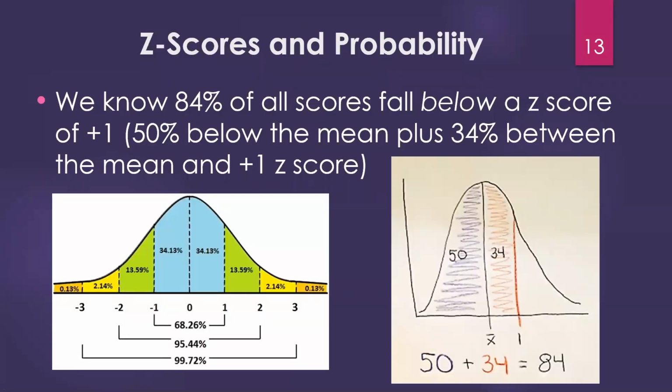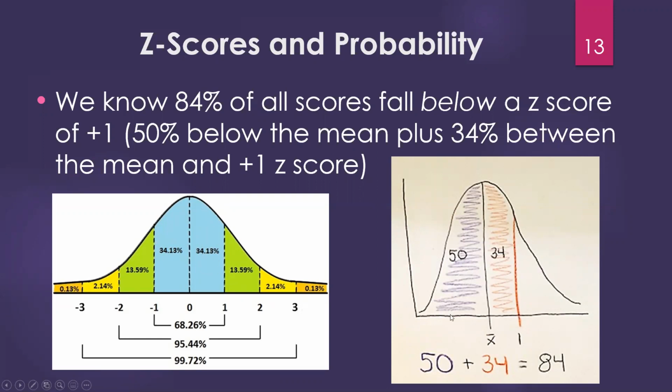Okay. So we can do a couple of these problems before we even use much of the harder math. We'll start with thinking about this conceptually, just knowing what we know about the area under the curve. Thinking about this as probability, we know that 84% of all scores would fall below a z-score of 1. There's 50% of them below the mean, and then there's this 34 here.